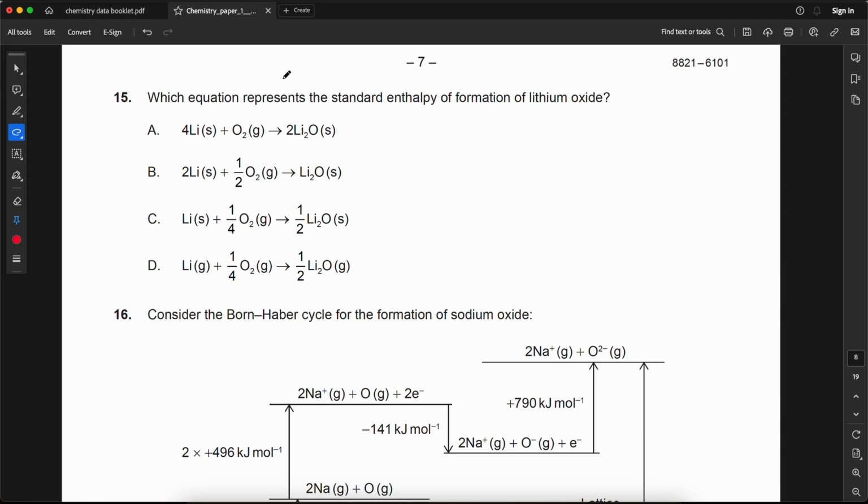Which equation represents the standard enthalpy of formation of lithium oxide? The reactants must be in their standard state for the formation of a molecule. In this case, B will be the answer because Li is in standard state, and then oxygen also will be in the standard state, forming lithium oxide.